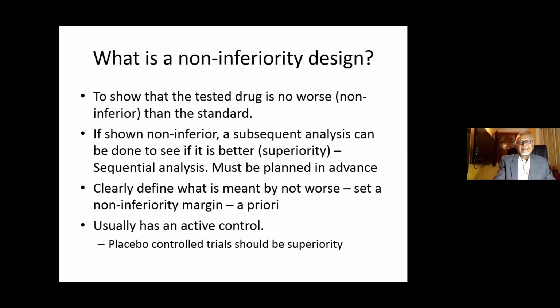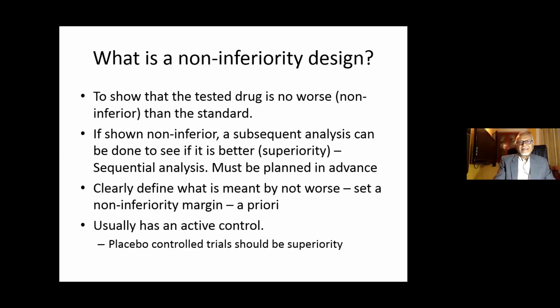So the non-inferiority design aims to show that the tested drug is no worse, that is non-inferior, than the standard treatment. The advantage is that when you design such a study and once you prove non-inferiority, you can do a second analysis called a sequential analysis and look for superiority. But you must state in your protocol itself that you are going to do a sequential analysis. If non-inferiority is proven, then I will analyze for superiority. If this is not stated upfront, then any superiority claim later on will not be accepted.